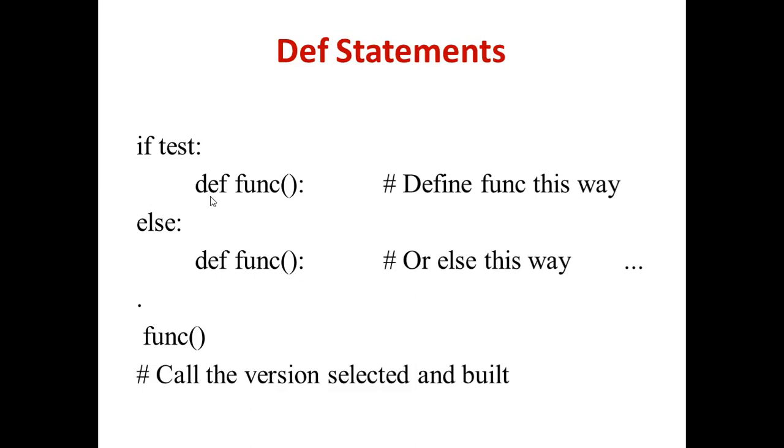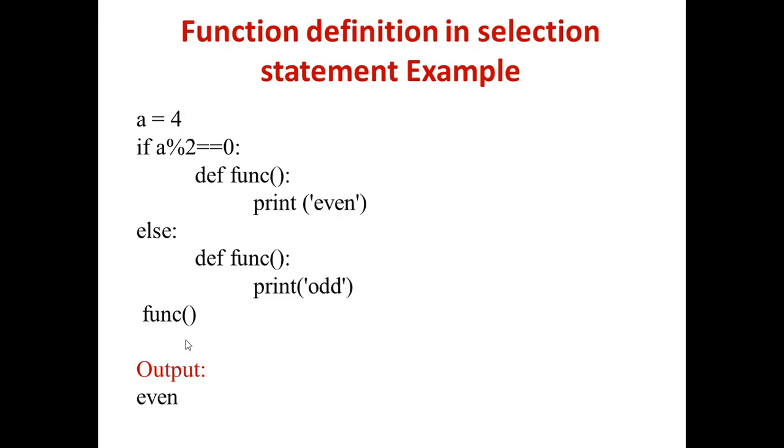Normally, I'm just simply calling this function. What it does is check for the corresponding call which matches this function name. But it is a typical case here, because I have given it under this condition. Since it has been given under the condition, it checks the corresponding test condition. It defines this function either the true block way or the else part way. So it will call the version selected and built.